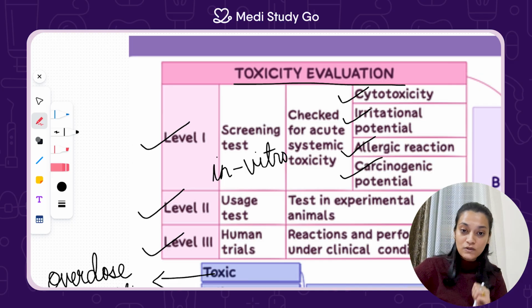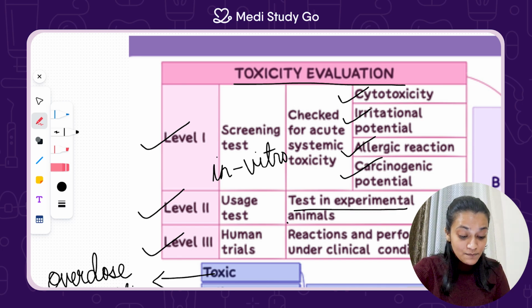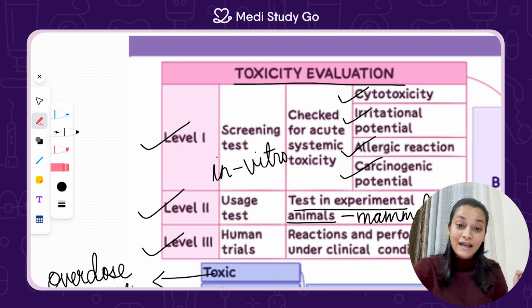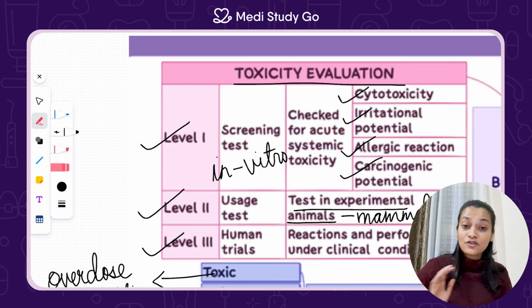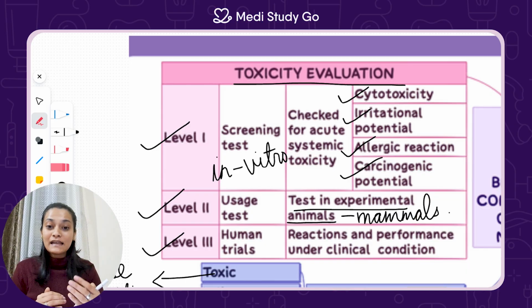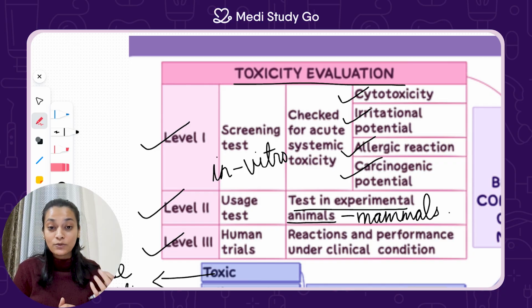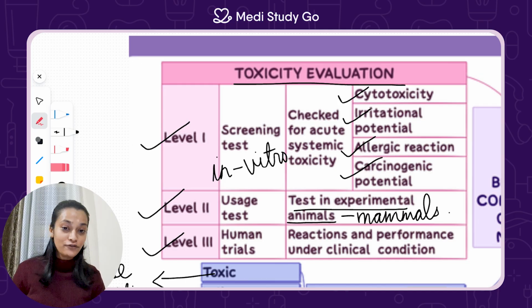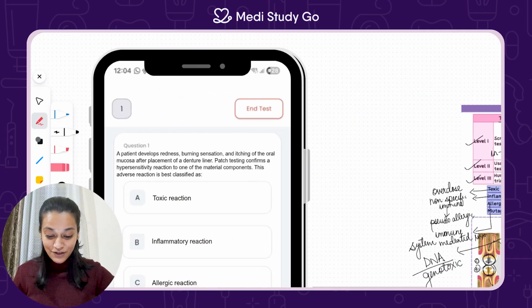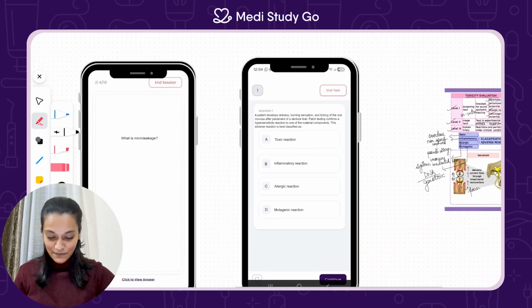Level 2 is the usage test. So now what happens? It is basically the animals, and usually those are the mammals that are tested in stage 2, and stage 3 are human trials. What happens here? So we actually see how the human body is going to respond to this system. To know more about this thing, we'll actually be talking in the next lecture where we talk about biocompatibility of dental material. I hope this lecture was easy for you to understand, and let's just quickly solve one MCQ.